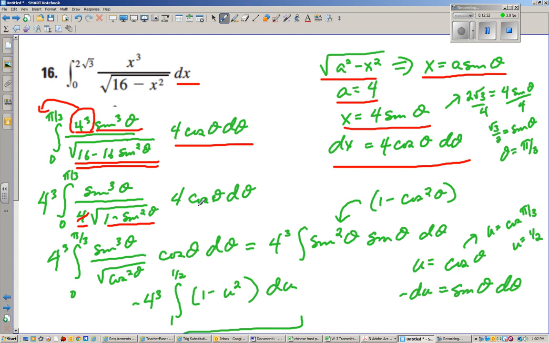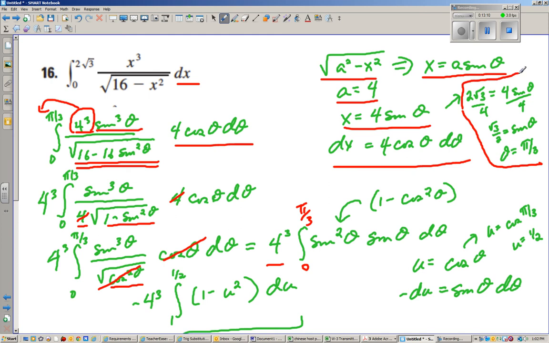So I start noticing that those 4's go away, and then 1 minus sine squared, that's a cosine squared, and then cosine squared, radical is cosine, and those two will knock each other out, right? And well, I get 4 cubed, and then I forgot to write my limits here, but they were 4 cubed, and then they were pi over 3.